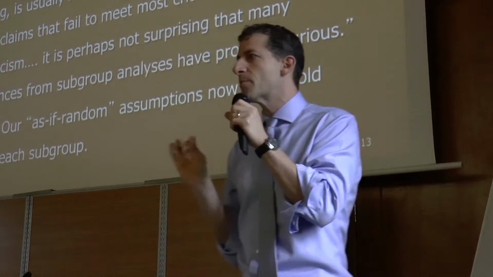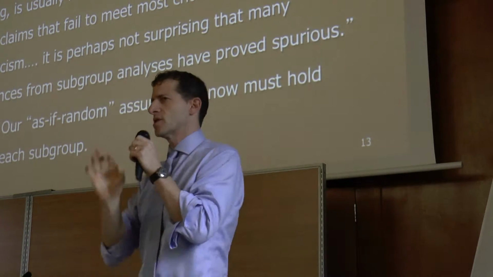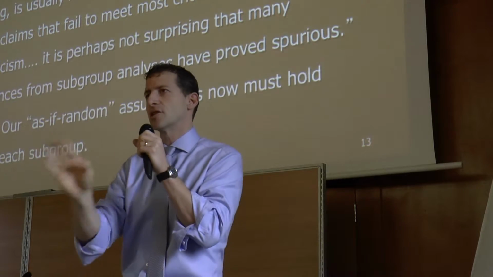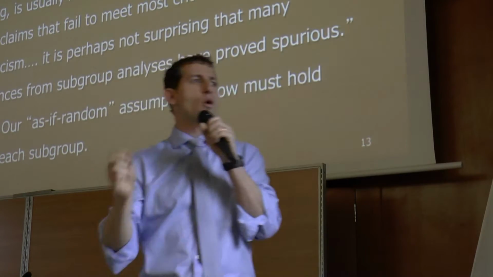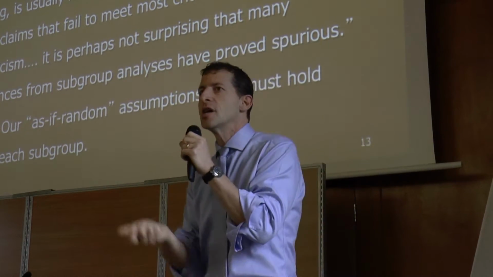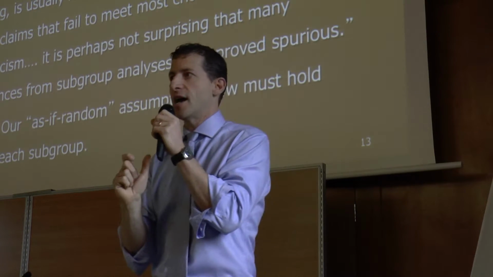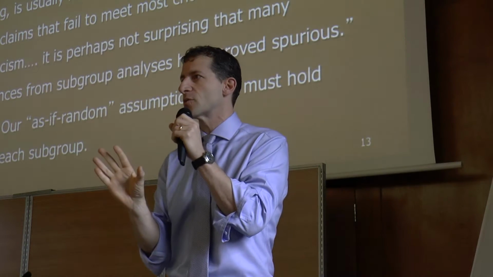And why is it a problem? It's because it's hard enough to get these as-if random assignments. Once I condition on these characteristics, then with matching or regression, treatment is as-if randomly assigned. Or once I condition and throw in an instrument, then for the complier population, treatment is as-if randomly assigned, right? There's no more confounding. That's hard enough to get for the population we're studying.